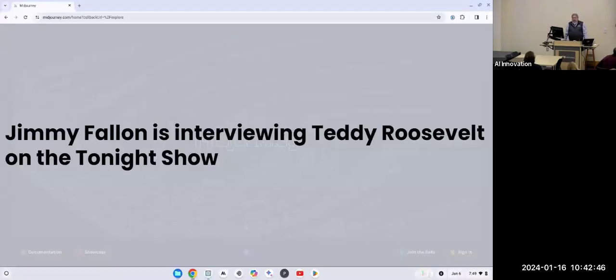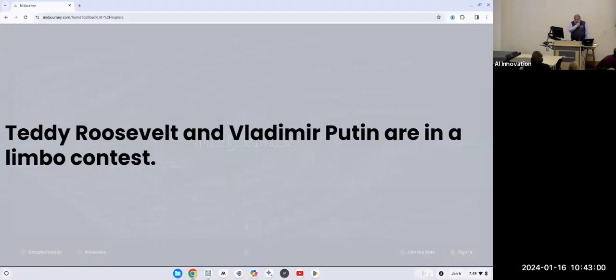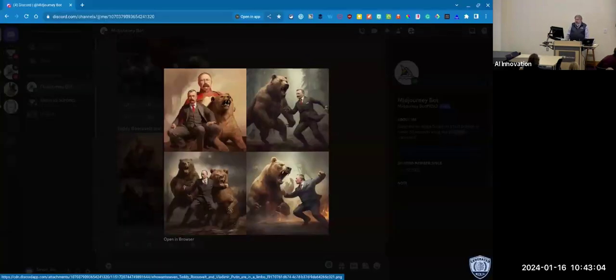If I ask Jimmy Fallon to interview Teddy Roosevelt on The Tonight Show, that bear comes back again. And I did not mention Teddy Roosevelt anywhere in that prompt. And again, clearly, on the lower left-hand side, that's Nick Offerman. So if I continue the ridiculous tour here, Teddy Roosevelt and Vladimir Putin are in a limbo contest. No limbo pole, but the bear comes back again. At least we have someone that looks like Vladimir Putin this time around. And again, you're not really stuck to reality, but also it has to know what things look like.